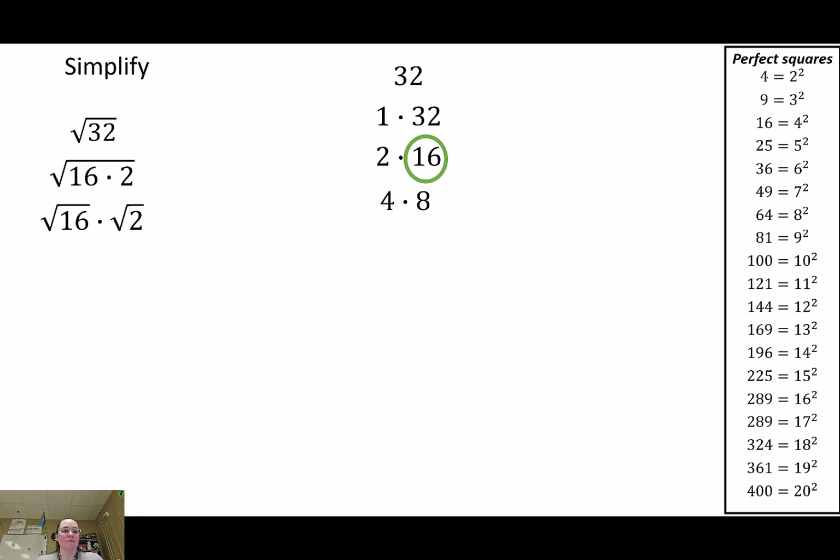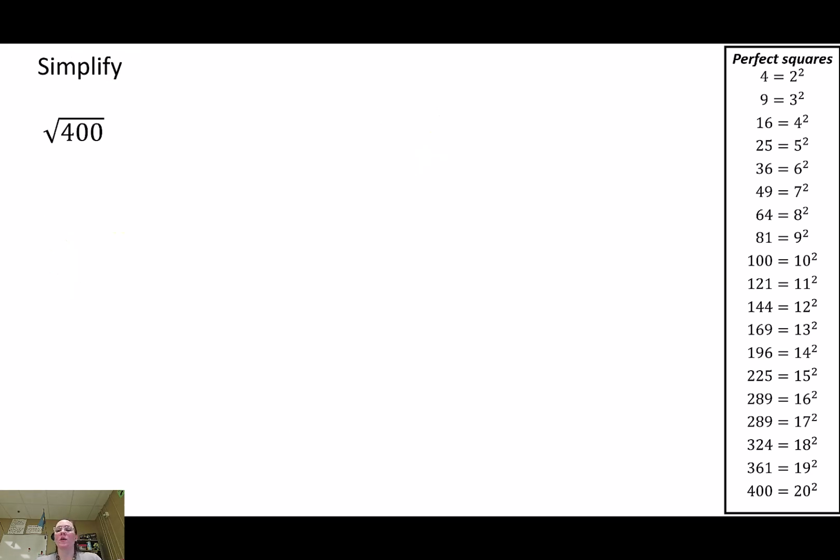And I know the square root of 16 is 4. So my answer is 4 square root of 2. All right, let's look at another one. Square root of 400. I want to talk about something. This is a really big number.